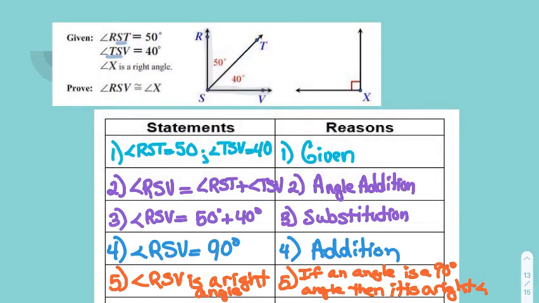So, changing some colors. We also need to go back to the fact that we know that angle X is also 90 degrees. And that is a right angle. And of course, we know that because it was given.